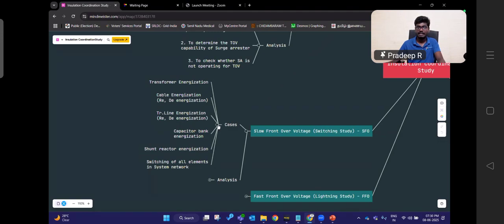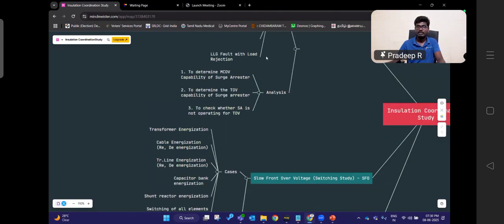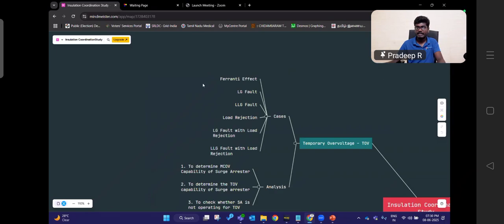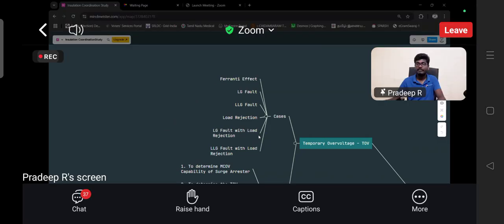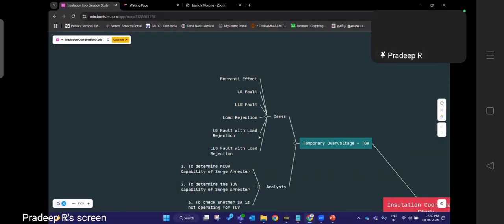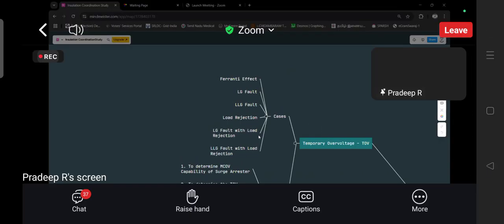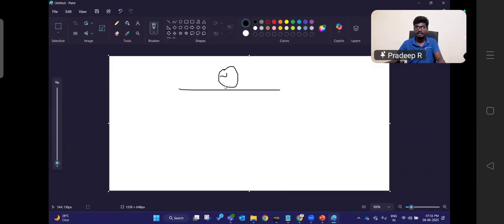For example, what are the cases we usually create? Here also, these are the basic cases outline. For example, my plant is there, and this is my GIS.